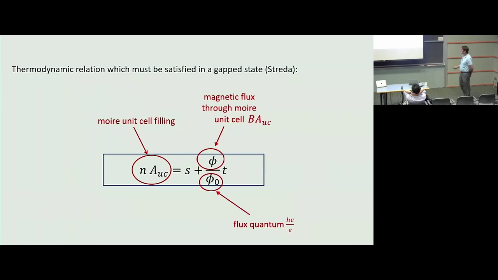If S is an integer and T is an integer, then we are talking about a Chern insulator. We can have a fractional S, in which case there is usually doubling or tripling, multiplying the unit cell. And if T itself is fractional, then we are talking about fractional Chern insulators, or if S is 0 and T is fractional, then about fractional quantum Hall states. Throughout this talk, T will end up being integer.